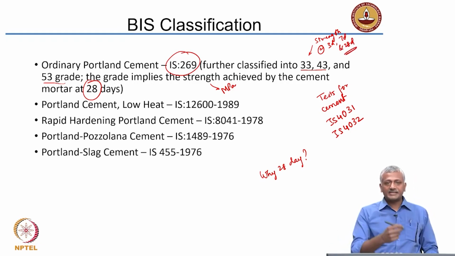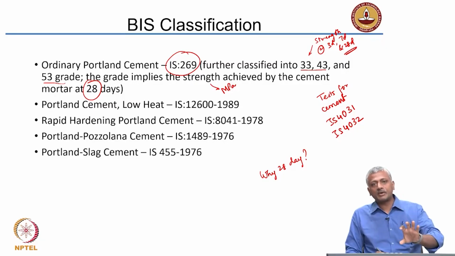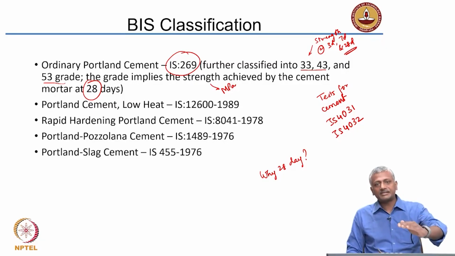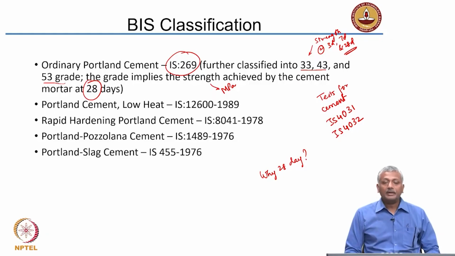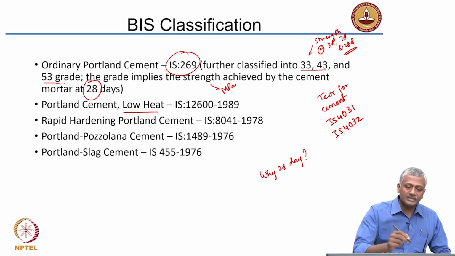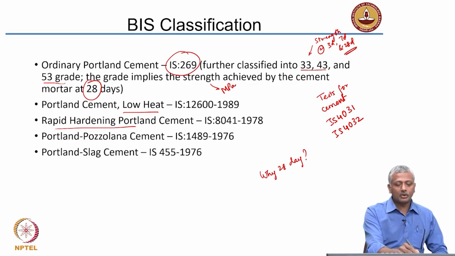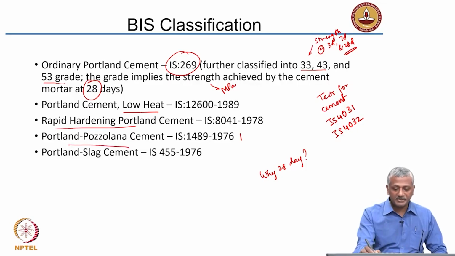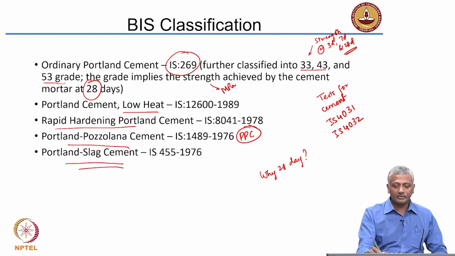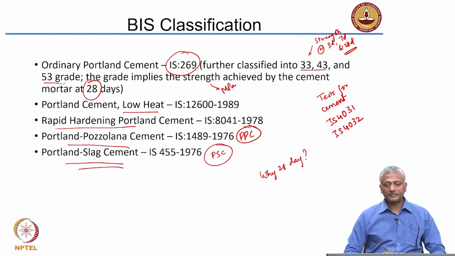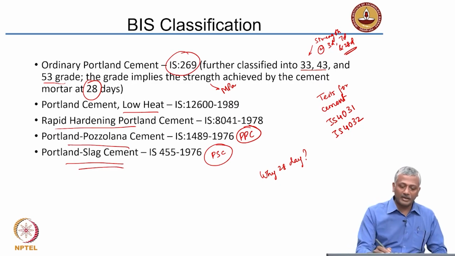The cement which is tested as per that standard has to meet strength requirements at 3 days, 7 days and 28 days. Okay. Now of course similar to ASTM standards, IS also describes low heat cement, rapid hardening or high early strength cement. It also calls Portland pozzolana cement or PPC or Portland slag cement, which is otherwise known as PSC.